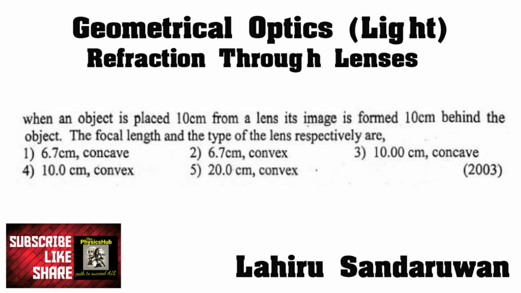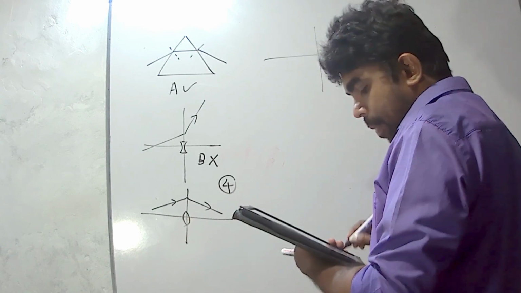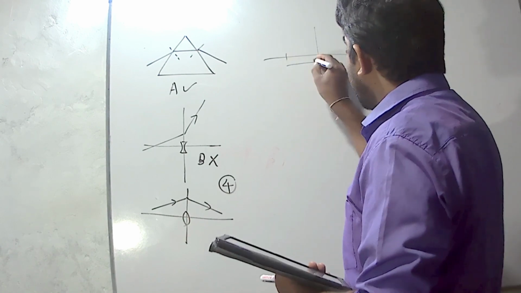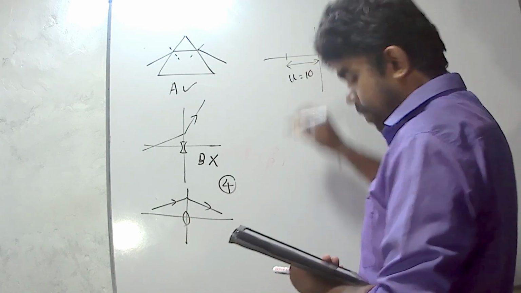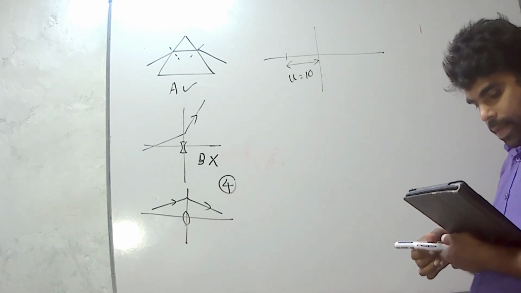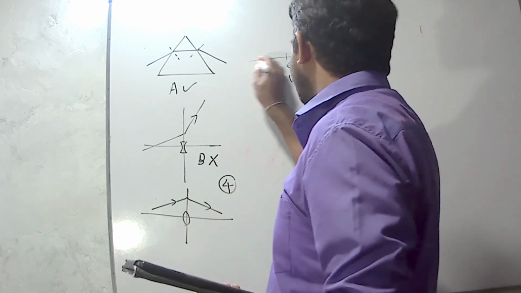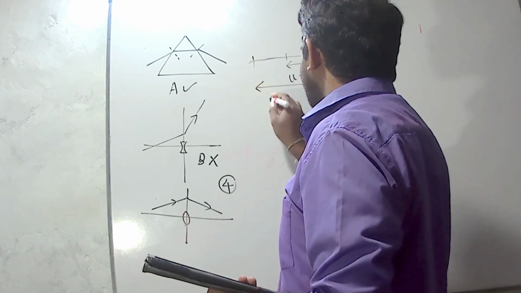Answer should be 4. When an object is placed 10 centimeters from the lens, its image is formed 10 centimeters behind the object. The focal length and type of lens respectively are? When the object is placed 10 centimeters from the lens, then object distance is 10. Its image is formed 10 centimeters behind the object. It means image distance should be 20.